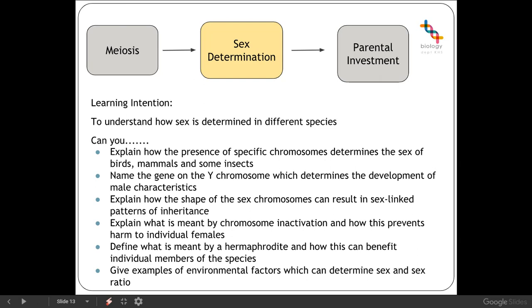That a hermaphrodite is an individual species which has both male and female reproductive organs and is able to produce both male and female gametes, and this can benefit individual members of a species as a result that they no longer need to necessarily look for a partner of the opposite sex. Any partner will do. And environmental factors which can determine sex and sex ratio would be temperature, for example in our Hermann's tortoise, and presence of competition and presence of resources.